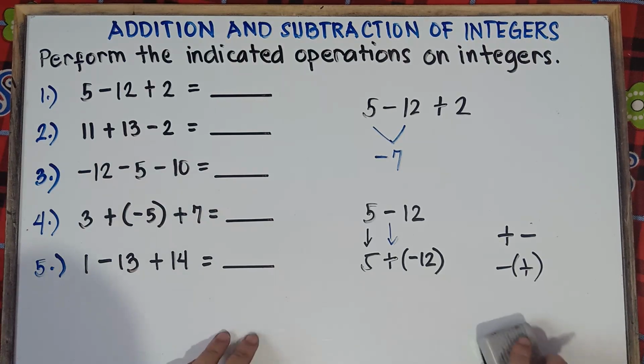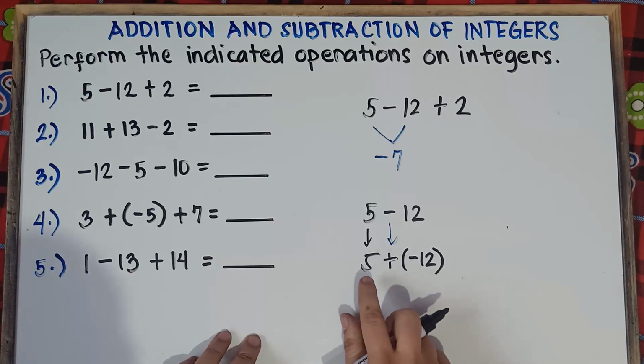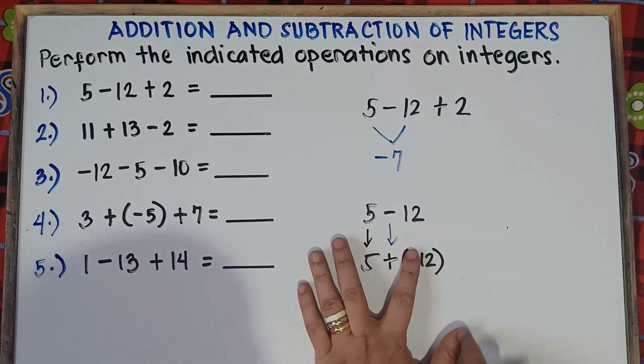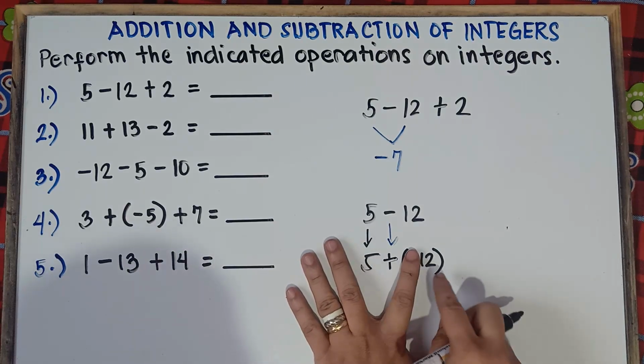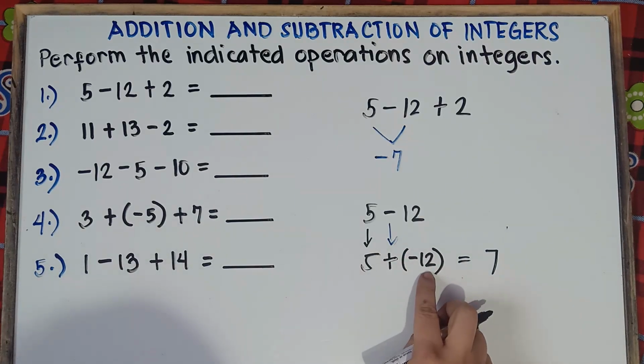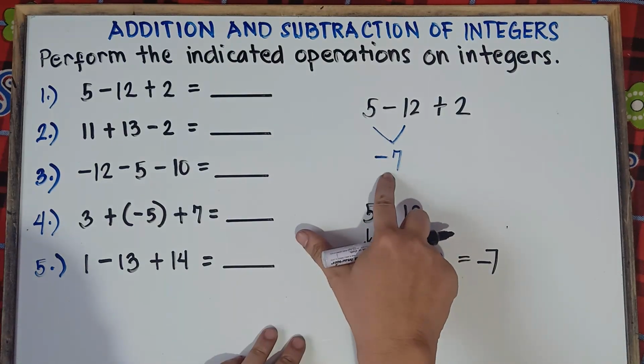Alright, and then go back to the rules in addition. If the signs are not the same, we have positive 5, negative 12, you subtract. Okay, ignore first the sign. Once again, bigger number minus the smaller number. 12 minus 5, that is 7. And then simply copy the sign of the larger number. Now, 12 is negative, therefore our answer is negative 7. That's why, class, we have negative 7.